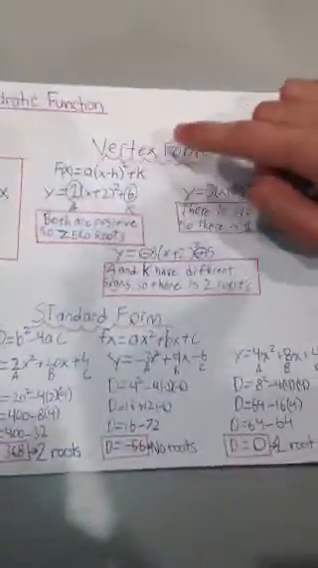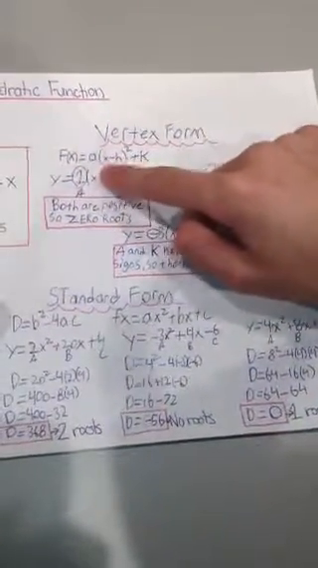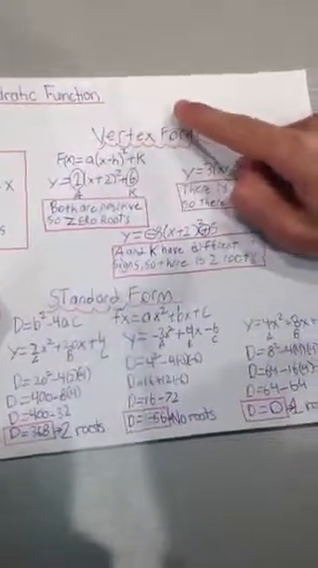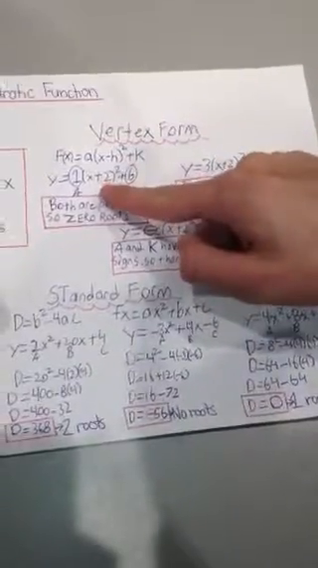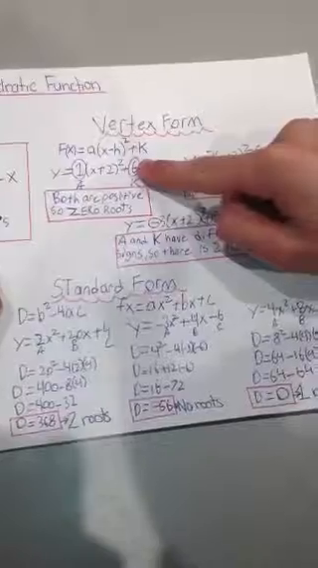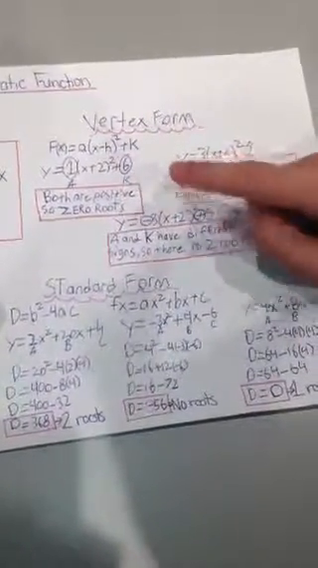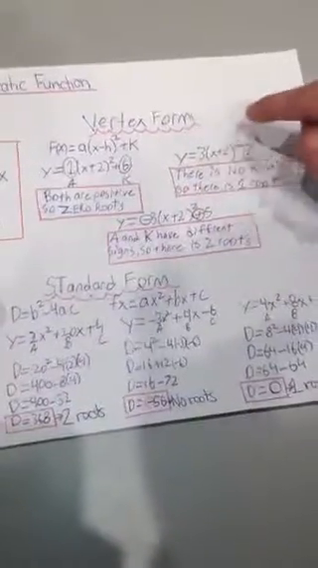Looking here at vertex form. Vertex form is f of x equals a bracket x minus h to the power of 2 plus k. So in this equation here, you can see that a is 1 and k is 6. Now both of them are positive, so there's going to be no roots in that equation.